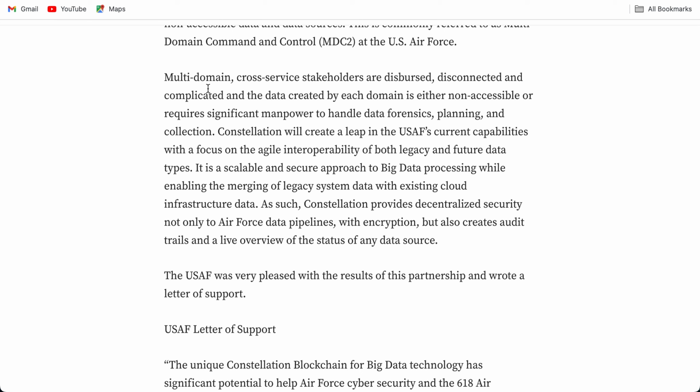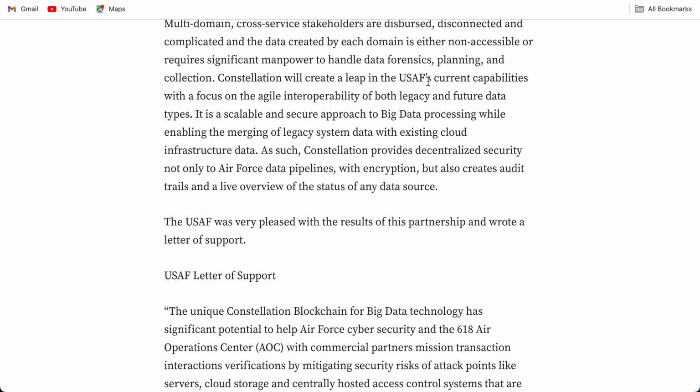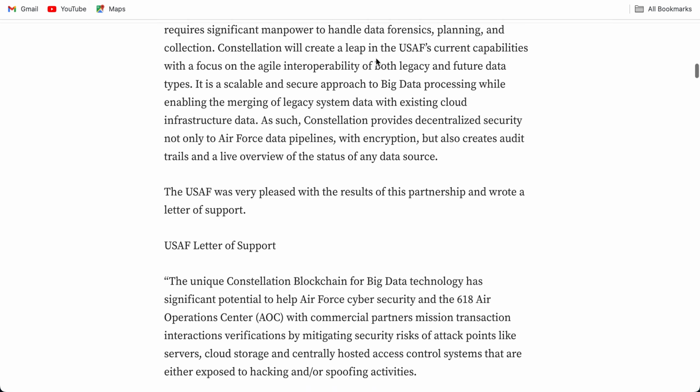So you guys can check how big Constellation can be and is. Multi-domain cross-service stakeholders are dispersed, disconnected, and complicated, and the data created by each domain is either non-accessible or requires significant manpower to handle data forensics, planning, and collection. Constellation comes into play. Constellation will create a leap in the USAF's current capabilities with a focus on the agile interoperability of both legacy and future data types.